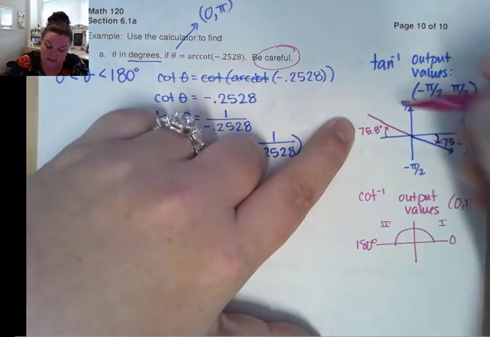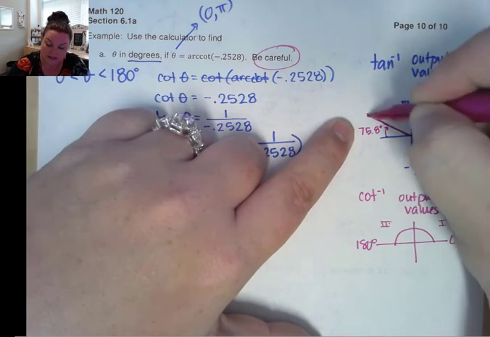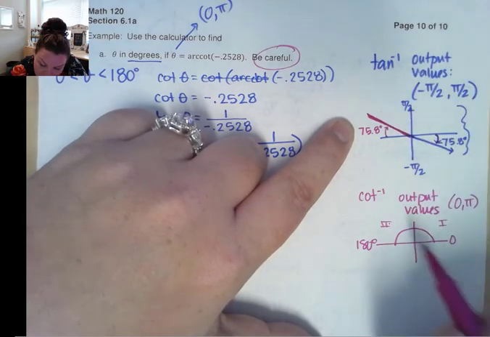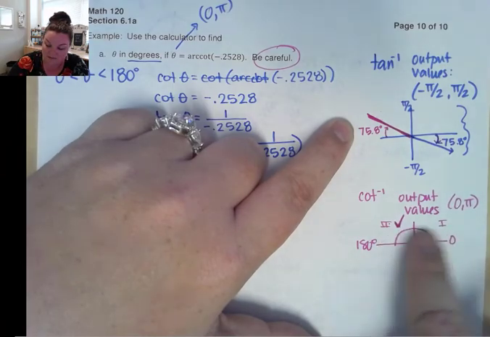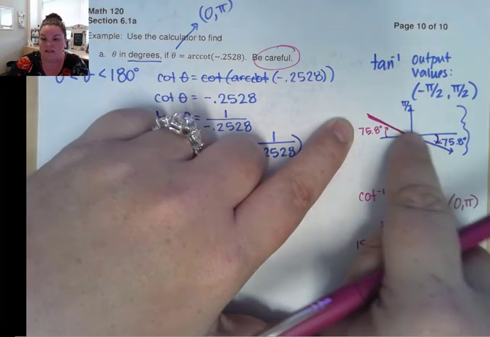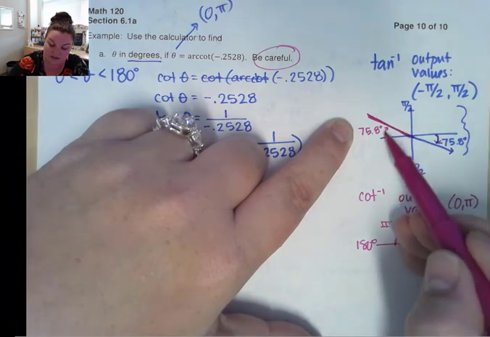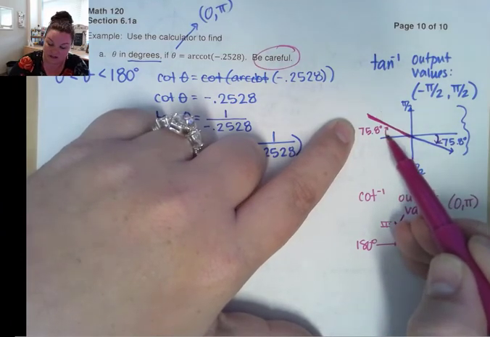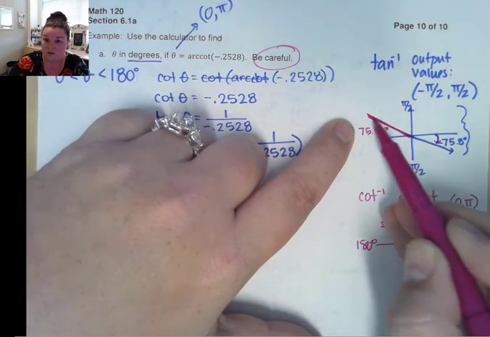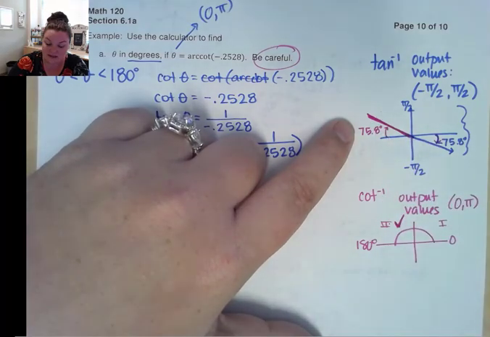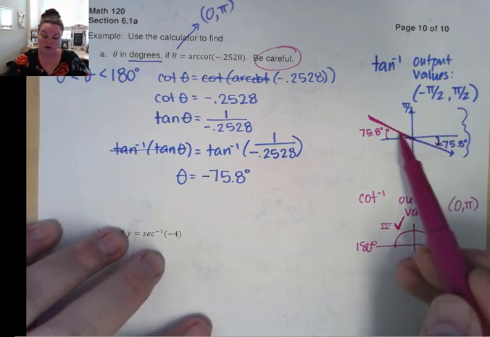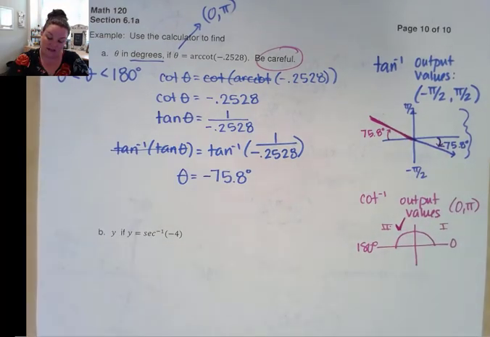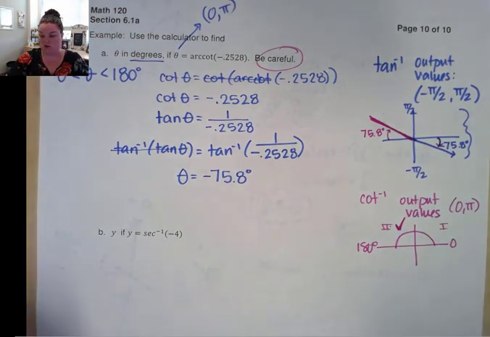The reason I reflected it over here is so that I can figure out this angle measure, because I need my answer to fall in one of these two quadrants. By extending it on out and finding the reference triangle with the same measure, I know this angle is going to have the same tangent value. So I can find this angle as being an angle that falls into quadrant 2.